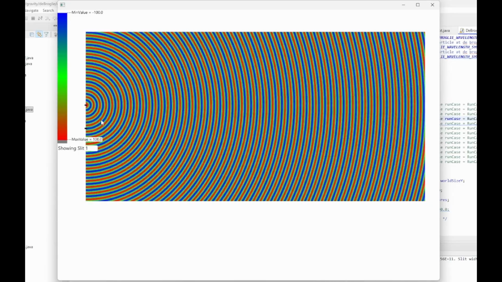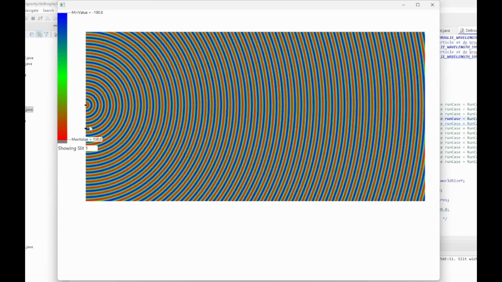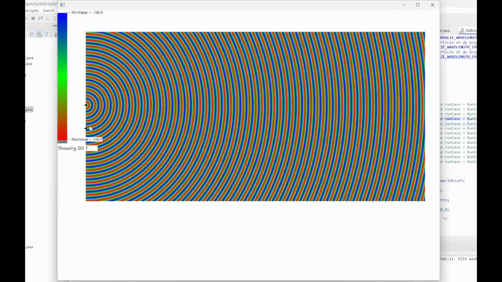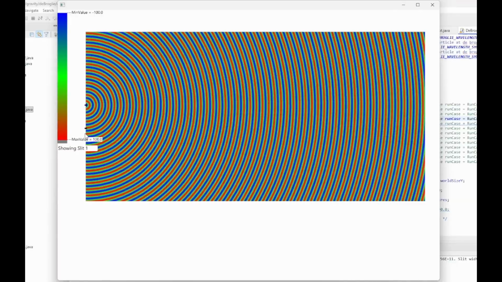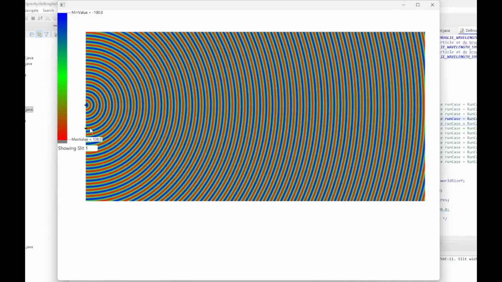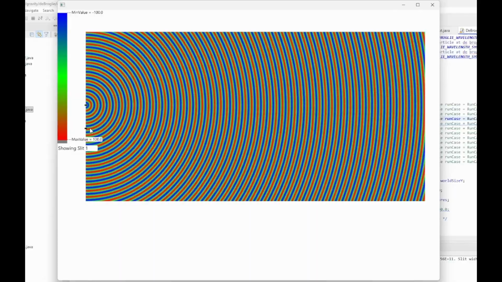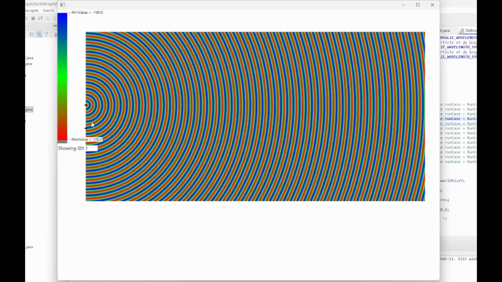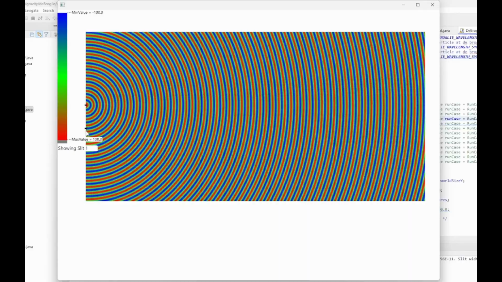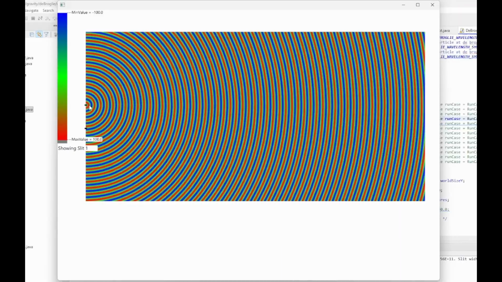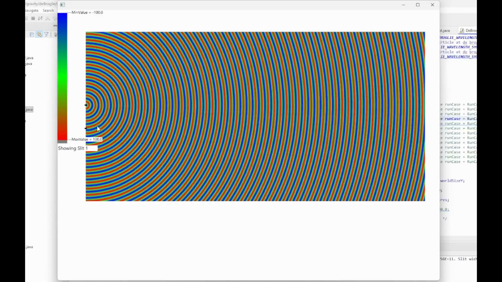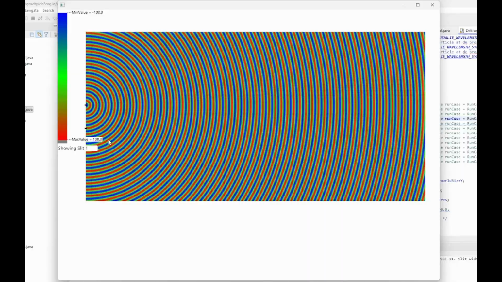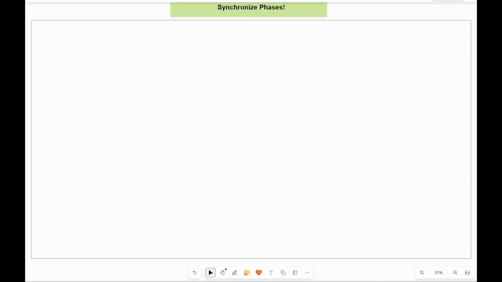However, the problem is that when we did this analysis prior, we were assuming that the waves are moving at the same velocity, but now they're not. So we can't actually use this. We have to improve our analysis because now we need to sync their time essentially. Let's look at how we're going to sync their time, or synchronize their phase, or whatever we want to call it. But let's look at this in a little bit more detail.